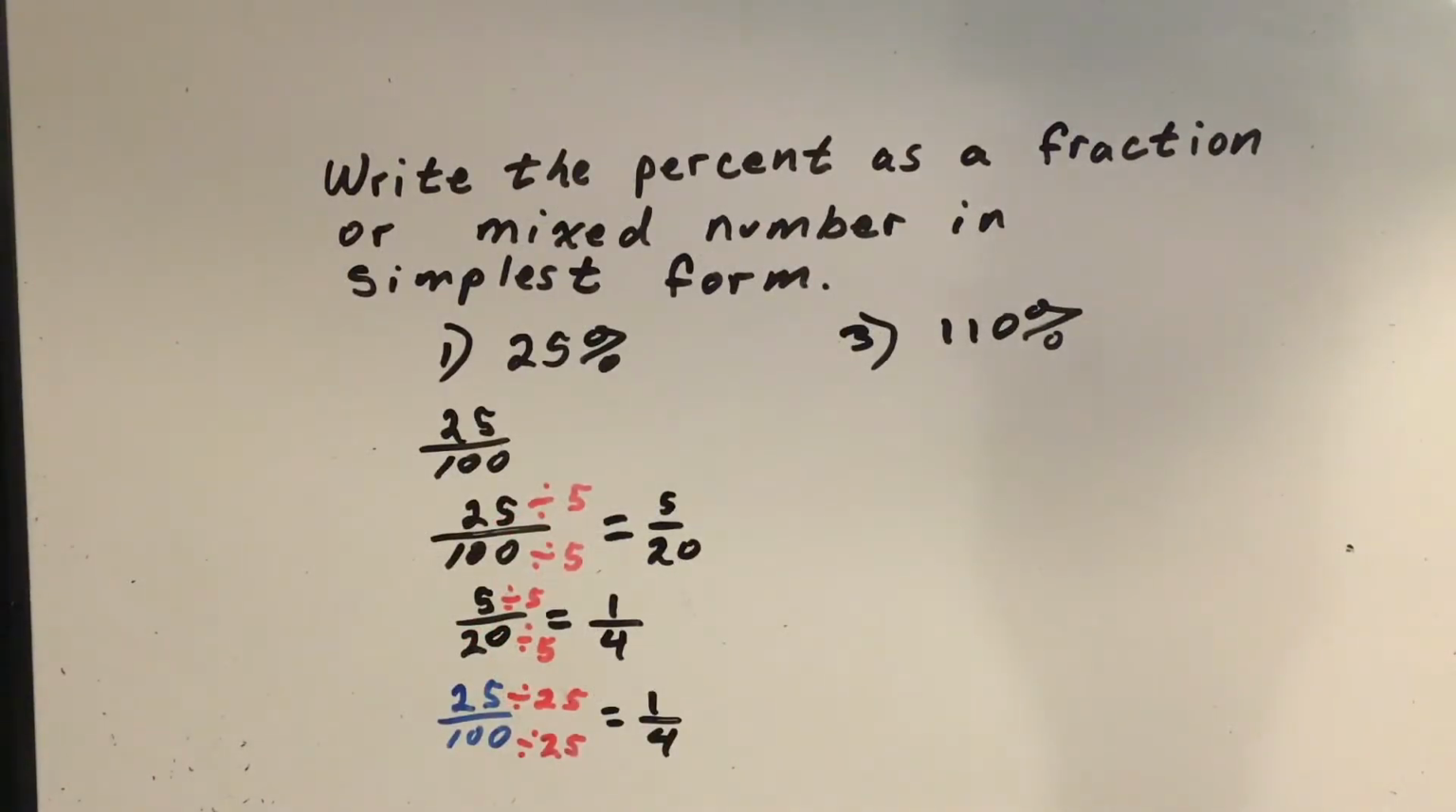And for those of you that are a little bit faster, yes, I could have gotten to 1/4 a little faster simply by reducing both the numerator and the denominator by 25. Since both of them can be divided by 25, I could have gotten there a little bit faster. 25 divided by 25 is 1, and 100 divided by 25 is 4, and I still wind up with my same answer of 25% equals 1/4.